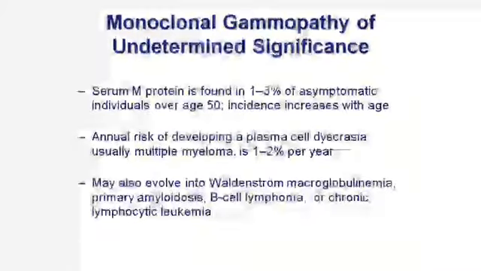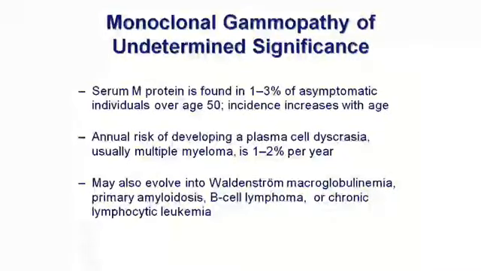We also have a monoclonal gammopathy of undetermined significance, or MGUS, as we say for short. Here you also have M protein, typically found in about 1 to 3% of asymptomatic patients. The incidence will increase with age. Now, there is an annual risk of developing a plasma cell dyscrasia, okay, usually multiple myeloma. Okay, it may also involve primary amyloidosis, B-cell lymphoma, or chronic lymphocytic leukemia.